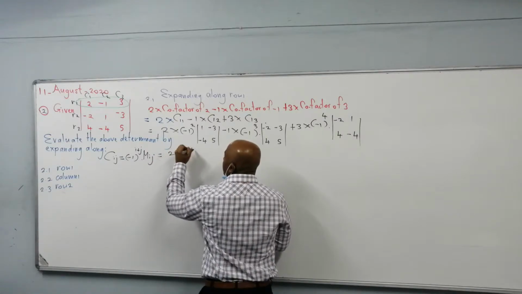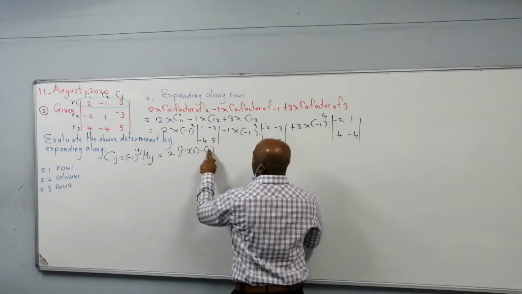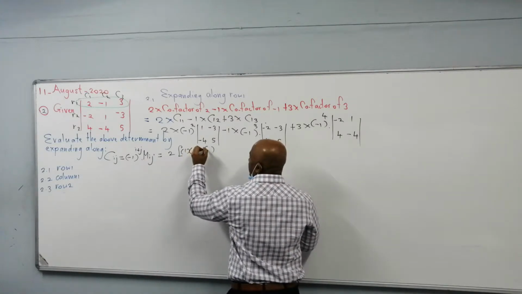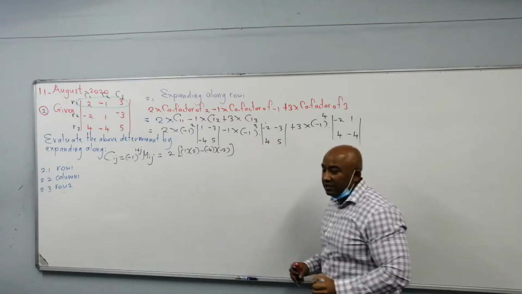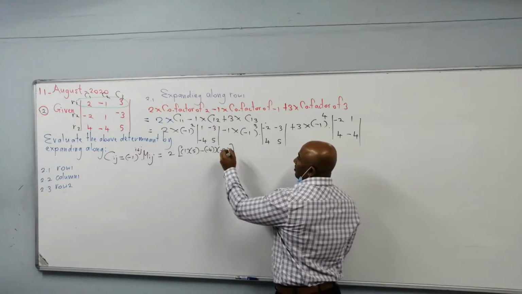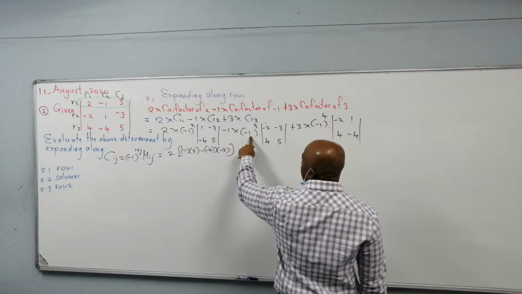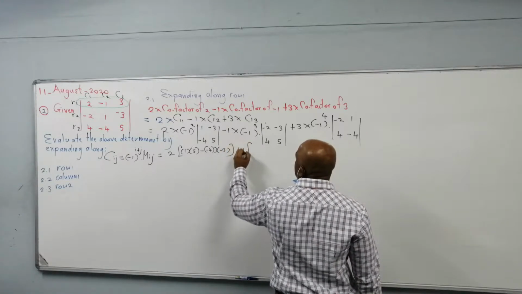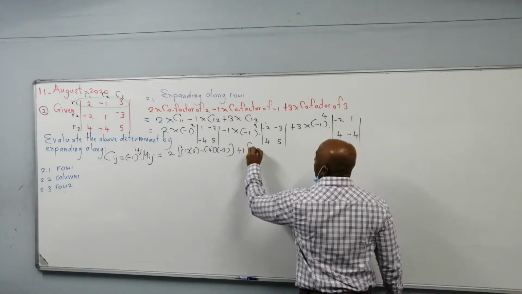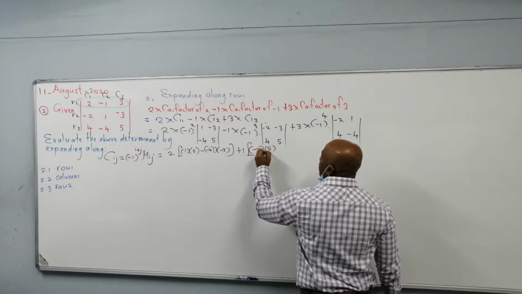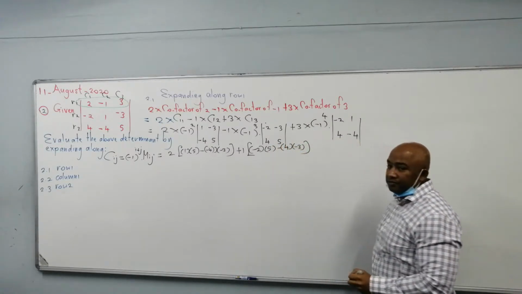And then we got 1 times 5 minus 4 times minus 3. Close your bracket. And then we have minus 1 to the power 3 is minus 1. And the minus 1 times minus 1 will give me plus 1. Now we evaluate this. That's going to be minus 2 times 5 minus 4 times minus 3.